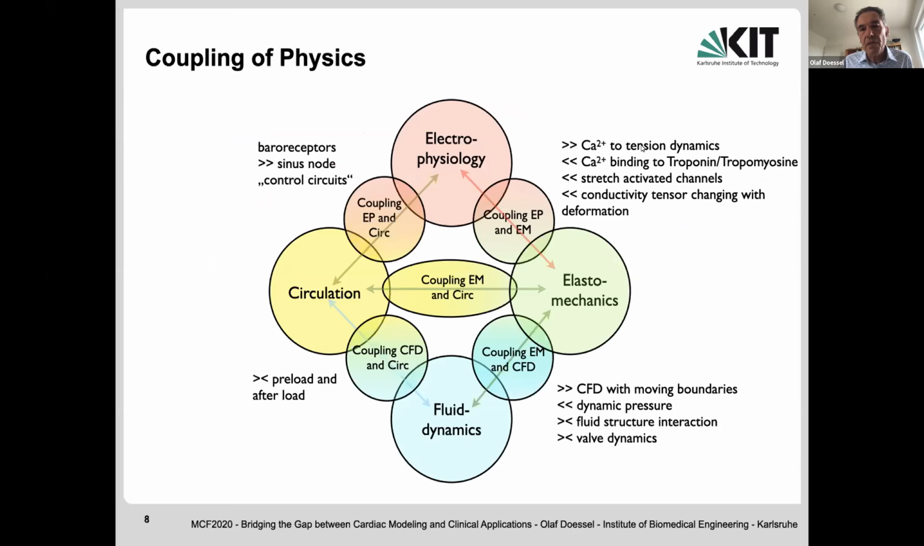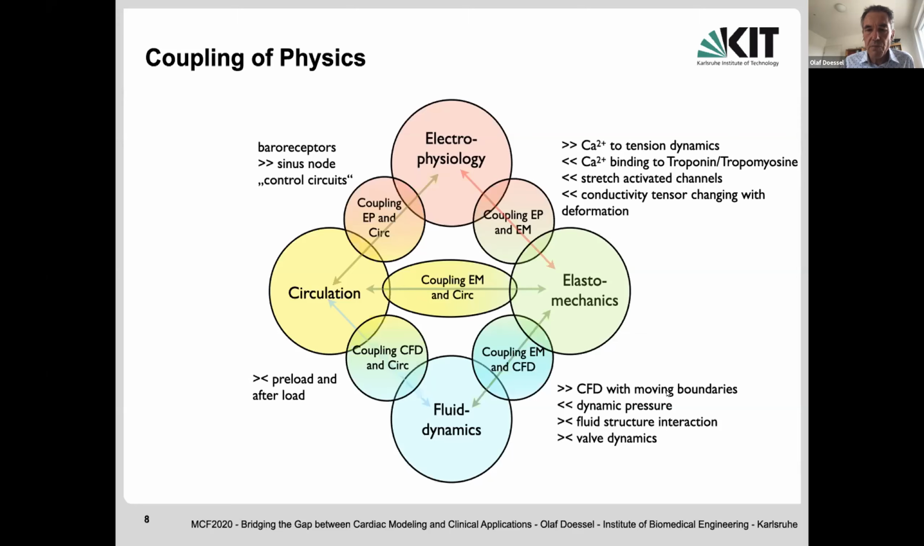And the coupling that is often taken into account, that is more or less trivial, is that the calcium release in the myocardium cell leads to tension. And also the calcium binding to troponin and tropomyosin will change the calcium concentration in the cells, so there is some action back. And then we have stretch-activated channels, and the electrical conductivity tensor will change with deformation.